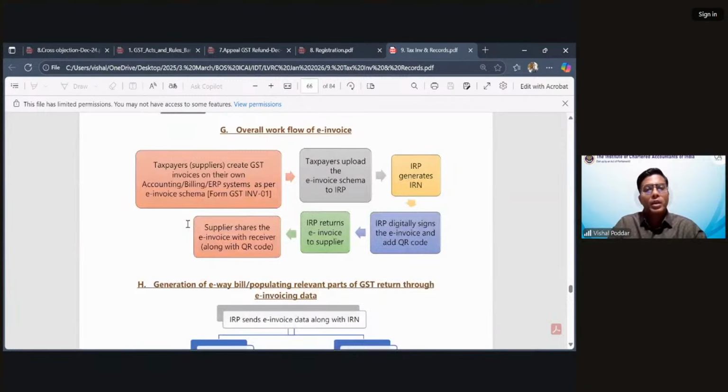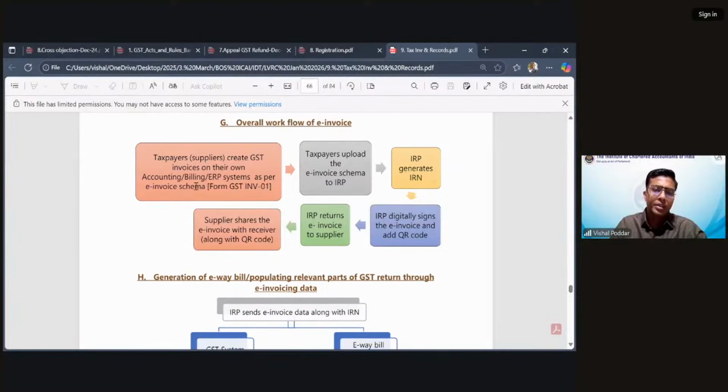Now, what is the overall workflow whenever e-invoice is applicable? The supplier creates the GST invoice as per their regular accounting or their ERP system. So as I said, for this, there is no compulsion in e-invoice that it has to be generated on the government portal.